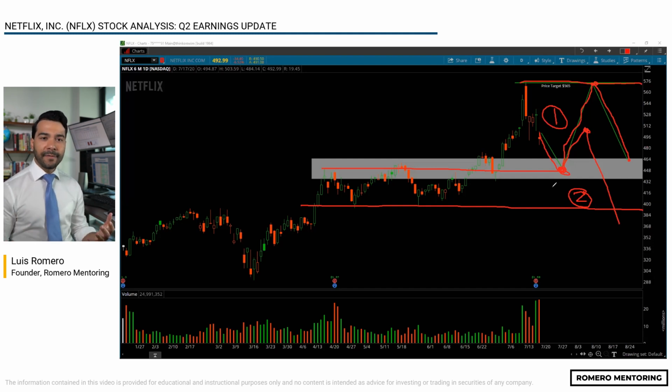So I hope this provides value. I hope this teaches you something. And we'll see. If it hits 565, then at least you understand my thought process. Is it going to happen? Who knows? It's a 50-50. It's a coin flip, right? But we'll wait and see.